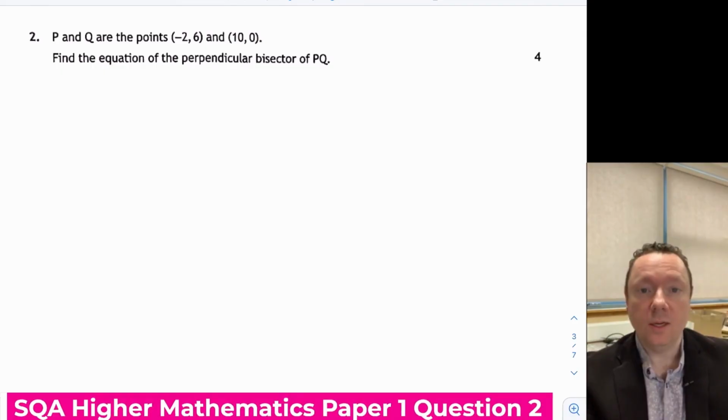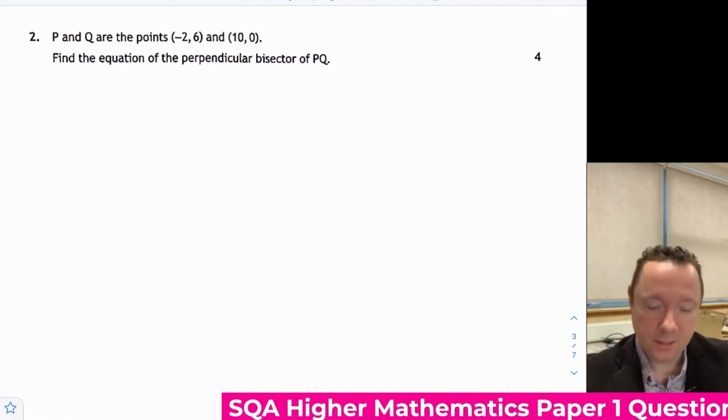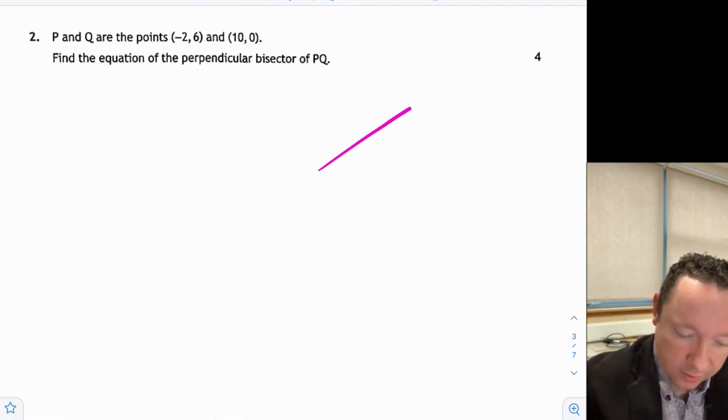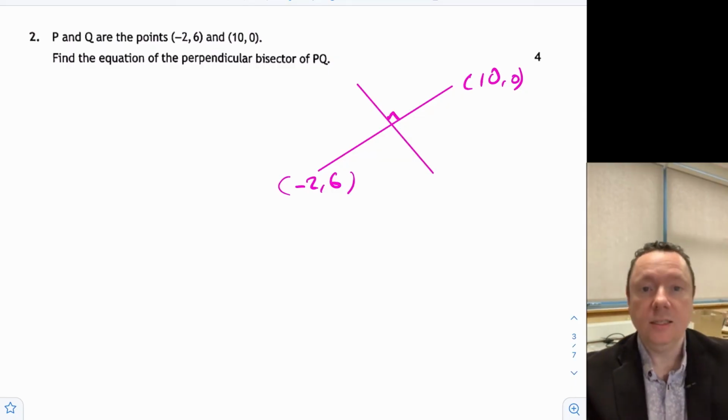Higher Maths 2023, Paper 1, Question 2. P and Q are points (-2, 6) and (10, 0). Find the equation of the perpendicular bisector. So if I've got a line, let's say it was here, (-2, 6) and (10, 0). Perpendicular means at right angles, bisector means in half. So I'm looking for a line that looks like this, where that's at right angles and it cuts it in half. So I'm going to need the midpoint and the gradient of the perpendicular.